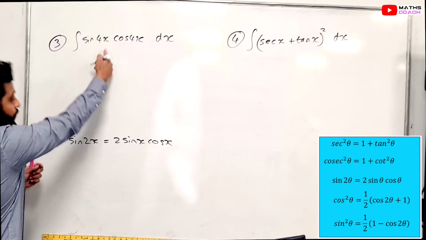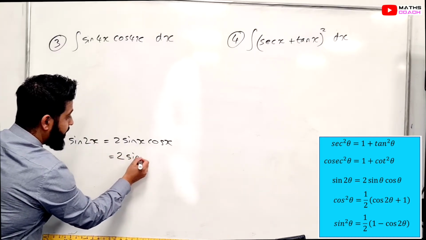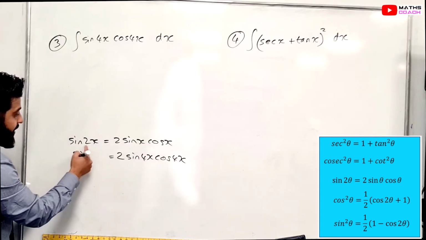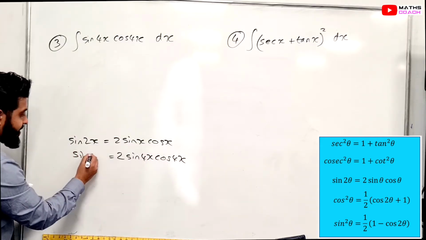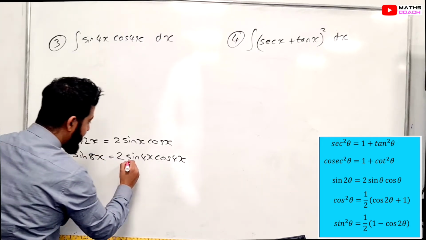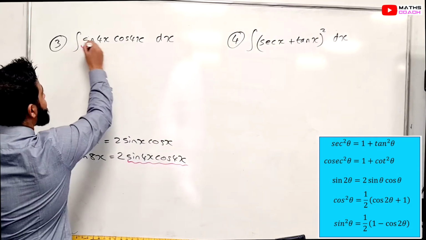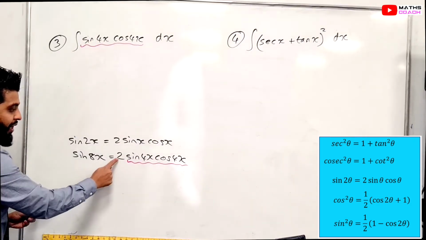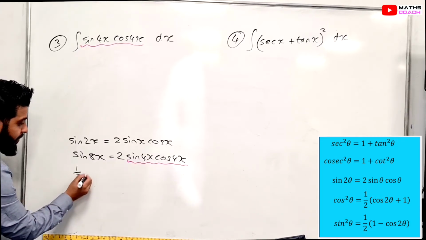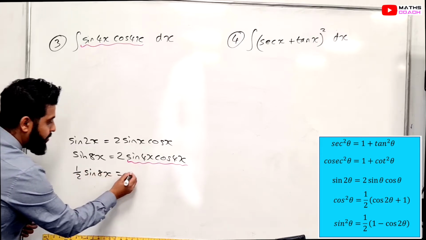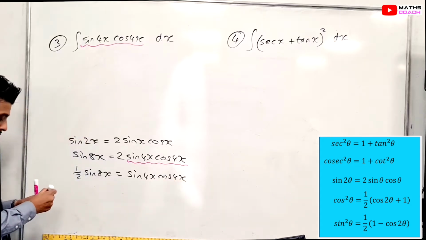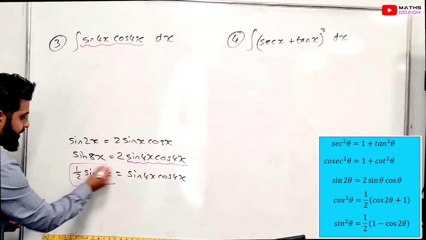So if we're looking at 4x, we're going to have 2 sine 4x cos 4x. What do you think this is going to be? 8x. Very good. It's going to be sine 8x. So what we are going to do now is rearrange this, and to get rid of the 2, what will I have now? A half sine 8x is equal to sine 4x cos 4x. So what will I be integrating? I will be integrating this.